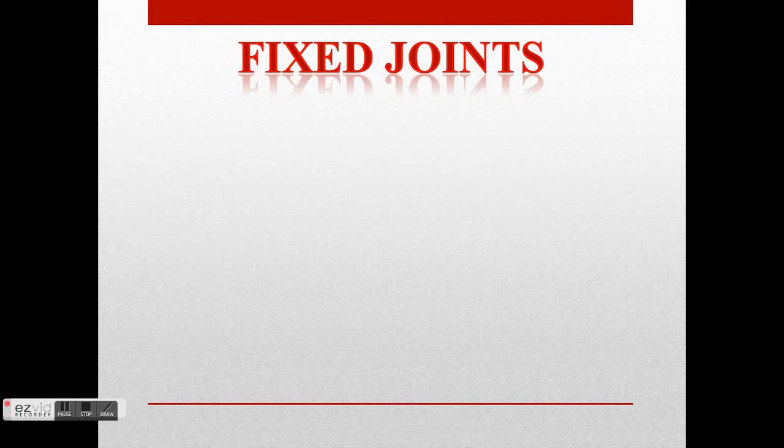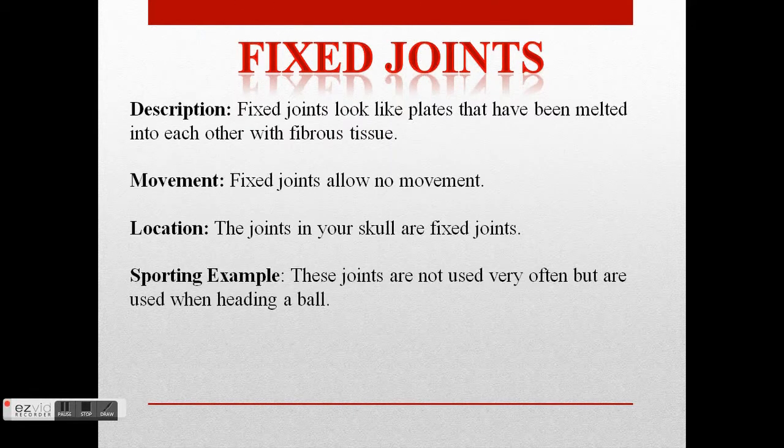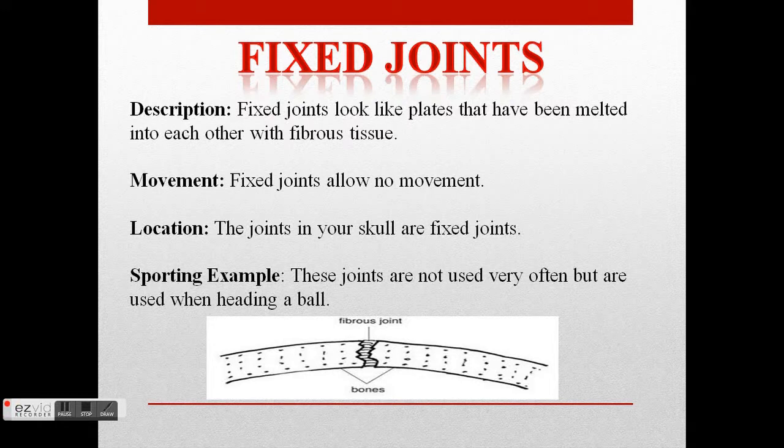Fixed joints. Fixed joints look like plates that have been melted into one another with fibrous tissue. Fixed joints allow no movement. The joints in your skull are the fixed joints. These joints are not used very often, but are used when heading a ball.